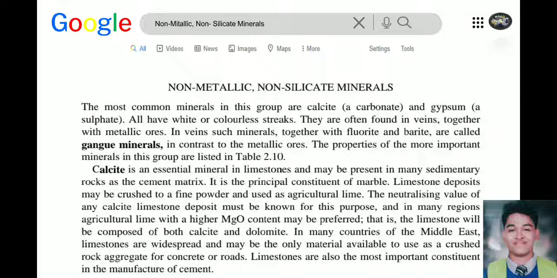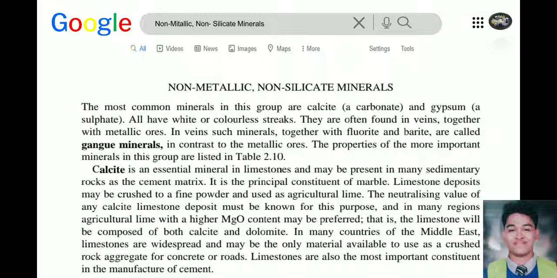And in many regions, agricultural lime with a higher MgO content may be preferred. That is, the limestone will be composed of both calcite and dolomite. In many countries of the Middle East, limestone is widespread and may be the only material available to use as a crushed rock aggregate for concrete or roads.